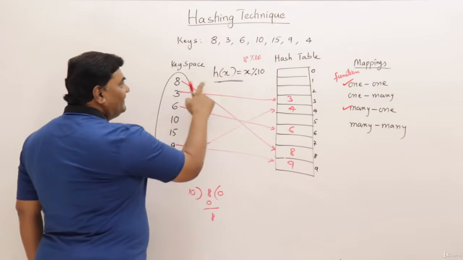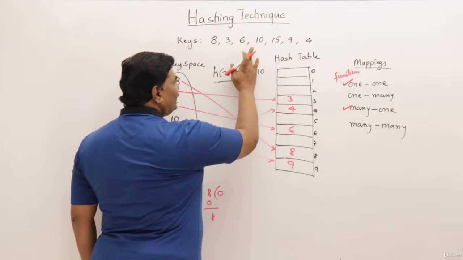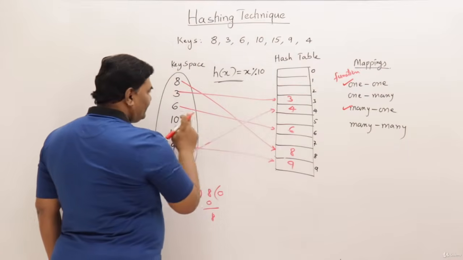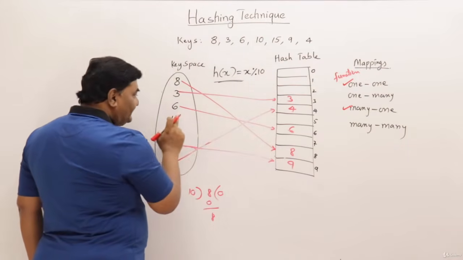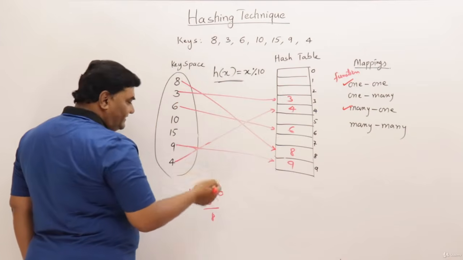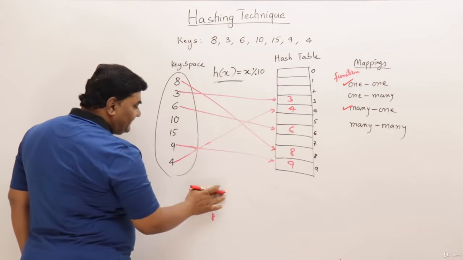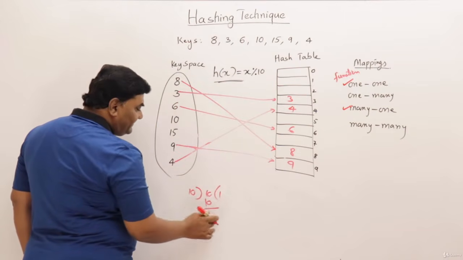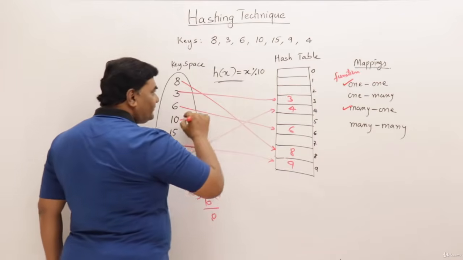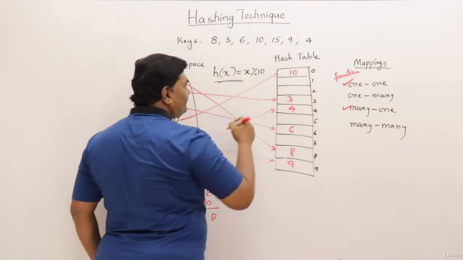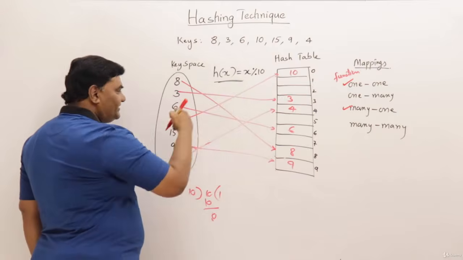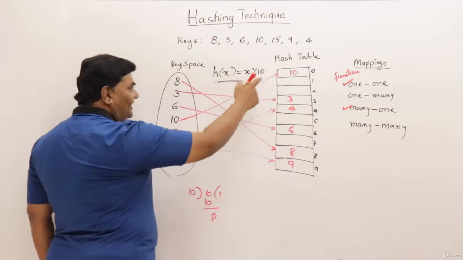Then 3 mod 10 is 3 only, so it's mapped there. 6 mod 10 is 6 only. Then 10 mod 10: 10 goes once, and the remainder is 0. So we get the index 0, and 10 should be stored here. This modulus function has given the index 0, so I have stored it there.